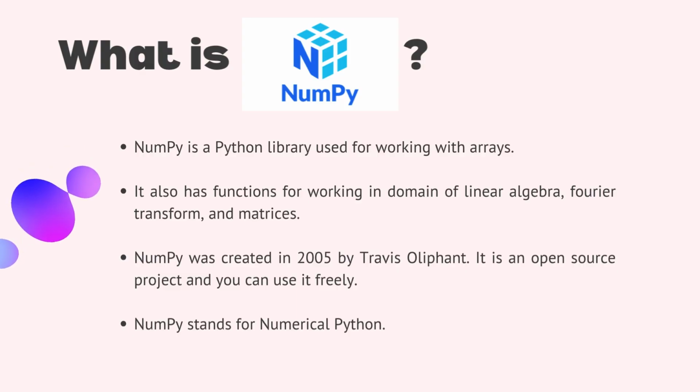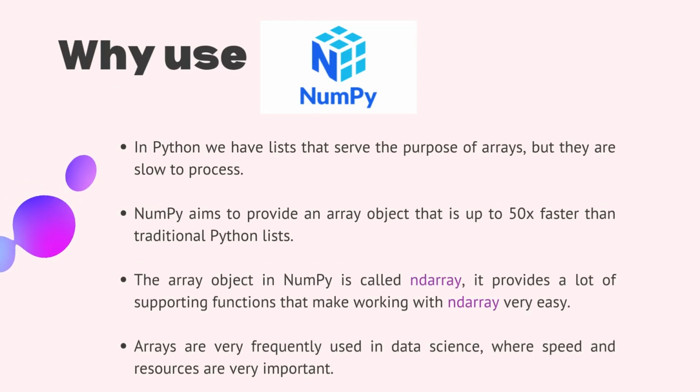Now, why use NumPy? In Python, we have lists that serve the purpose of arrays, but they are slow to process. NumPy aims to provide an array object that is up to 50 times faster than the traditional Python list. The array object in NumPy is called ndarray. It provides a lot of supporting functions that make working with ndarray very easy. Arrays are very frequently used in data science, where speed and resources are very important.